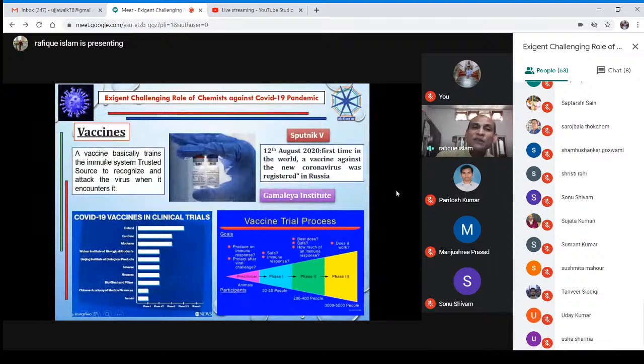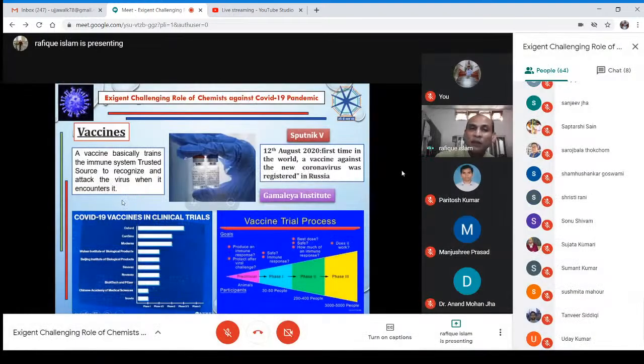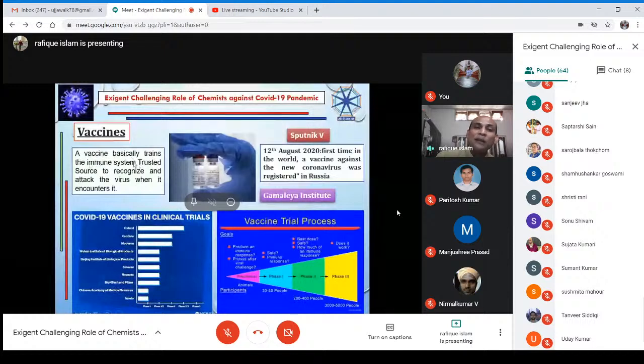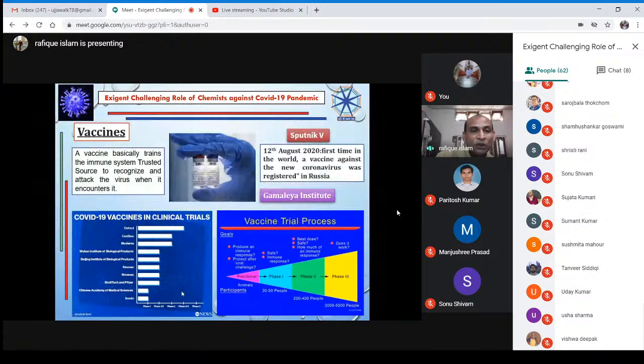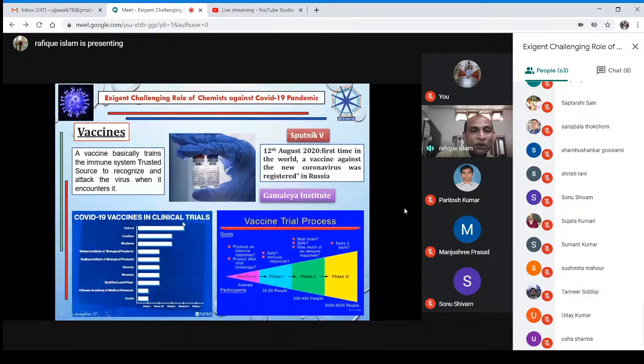A vaccine basically trains the immune system to recognize and attack the virus when it encounters it. That means when a pathogen enters our body, the vaccine will induce the immune system, and then they kill and attack the virus. So here we will see these are the vaccines that are in clinical trials. The fourth runner is the Oxford University vaccine, then CanSino, then Moderna. These three are on the track, and we have to know something about the vaccine trial process.